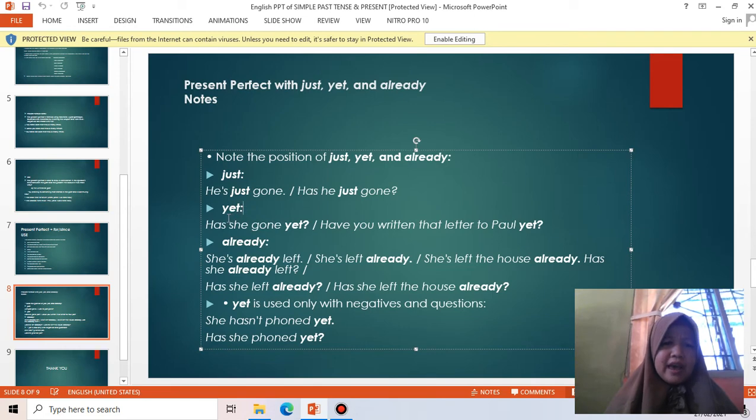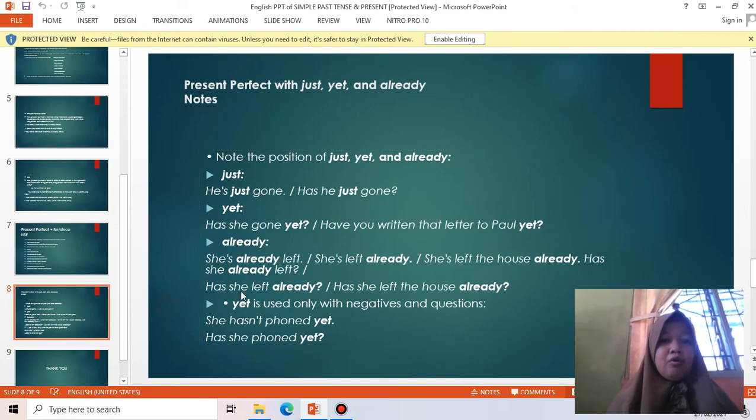And now go to yet. The word yet. Look at the example. Has she gone yet? Have you written the letter yet? Yes, as you know, yet is used when you want to make a present perfect sentence in negative or interrogative form, and you have to place the word yet at the end of the sentence like this.